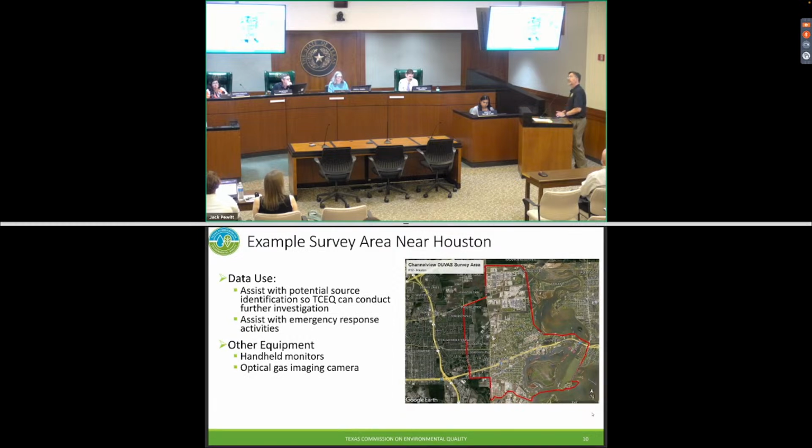Here's an example of a survey that we did in the Channelview area. Another example of a response might be, say, if we have a stationary air monitor that's detecting something of concern, we'll look at that and maybe deploy our regional assets with handheld equipment and the mobile surveys and look at fence line communities and try to do source identification and do further investigations of facilities of concern. That is all of the equipment in a nutshell.